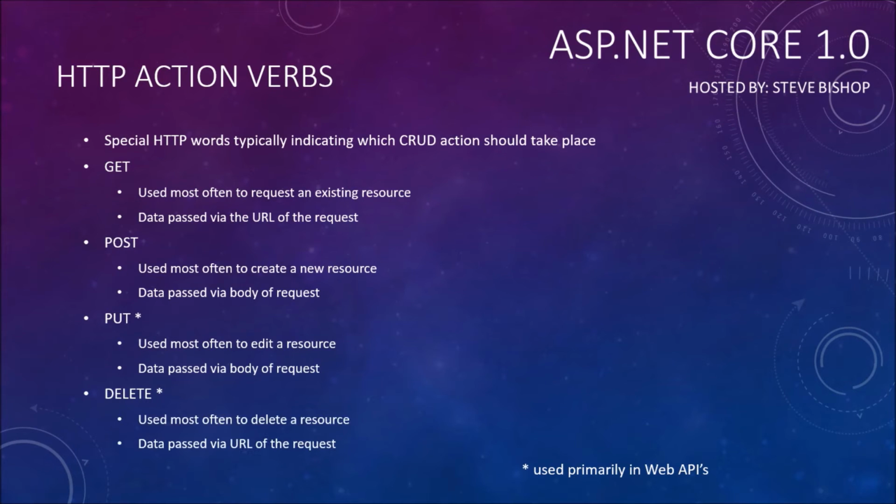Then finally, the delete. And delete is most often used to delete a resource. That's kind of a no-brainer, obviously. So that would be the D in CRUD. And the delete action verb typically has data passed in via the URL of the request, and almost exclusively delete is going to have just the primary key passed in as the data. Because you're going to delete a single resource, you need to pass in a unique identifier in order to know which resource you want to delete. So typically that data that gets passed in via the URL is the ID or primary key of that resource.